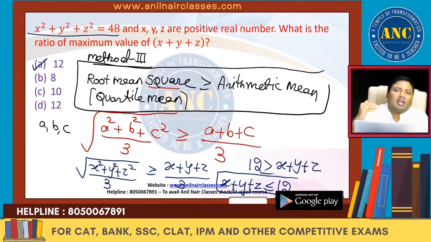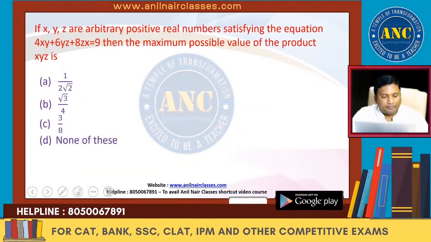Method number 1 is a symmetric function application: make the variables equal. Method number 2 is Cauchy-Schwarz inequality. Method number 3 is root mean square is always greater than or equivalent to arithmetic mean.